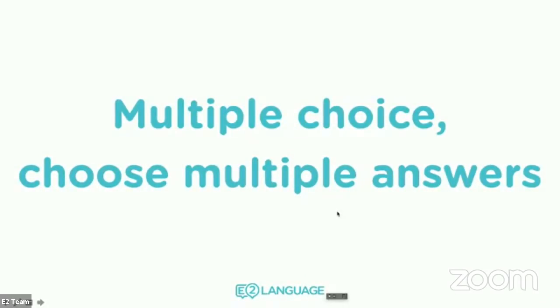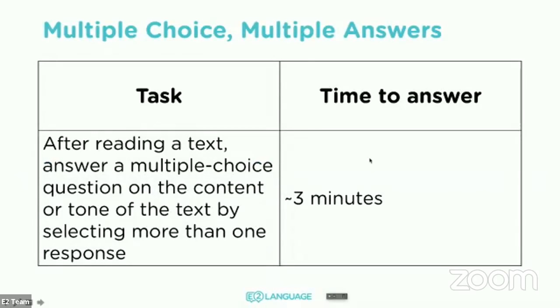Multiple choice, choose multiple answers. I personally think this is probably the most difficult reading task. The task is to do this. After reading a text, answer a multiple choice question on the content or tone of the text by selecting more than one response. I'll give you around 2 or 3 minutes for this one.